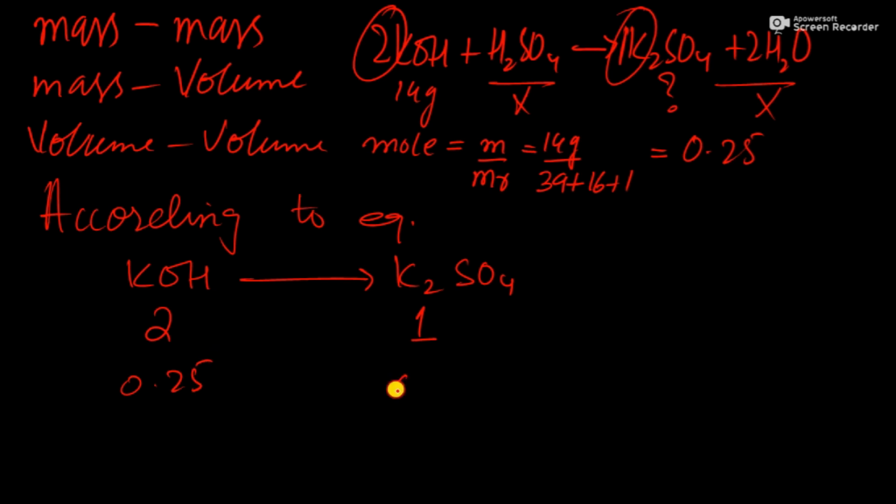According to the equation, 1 mole of potassium sulfate requires twice that of potassium hydroxide. It is given in the equation, you can see over there, right? If we have 0.25 moles of potassium hydroxide, then if we halve it, it will give us the number of moles of potassium sulfate. We got it.